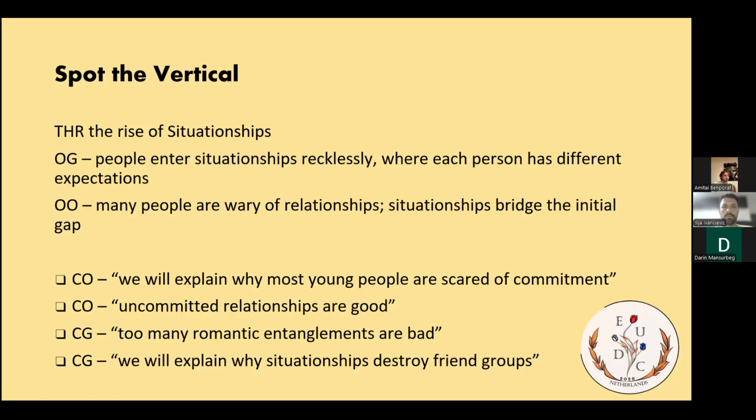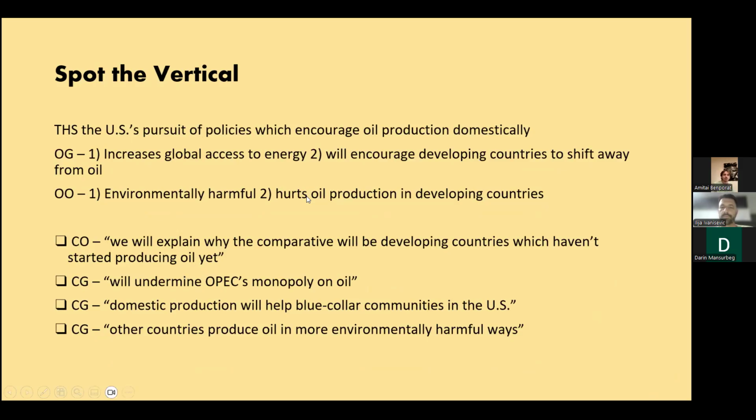Cool. Next example, we'll run through it more quickly using a more hard motion. This house supports the US's pursuit of policies which encourage oil production domestically. Opening government makes two arguments. This increases the global access to energy because there's more oil. Second, this will encourage developing countries to shift away from oil, which is good for those developing countries. Opening opposition makes the argument that this is environmentally harmful because of extraction costs. And second, the fact that this will hurt oil production in developing countries, on clash with opening government's second argument, saying that this will hurt their economy.